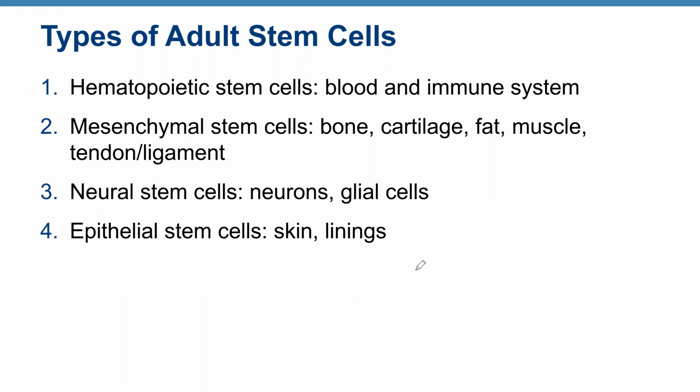So here's an example of adult stem cells, hematopoietic stem cells that differentiate into cells of blood and immune system. Mesenchymal stem cells can differentiate into bone cells, cartilage, fat, muscle, tendon, ligament. Neural stem cells can differentiate into neurons and supporting cells called glial cells, and epithelial stem cells will differentiate into cells of your skin and lining of internal organs.